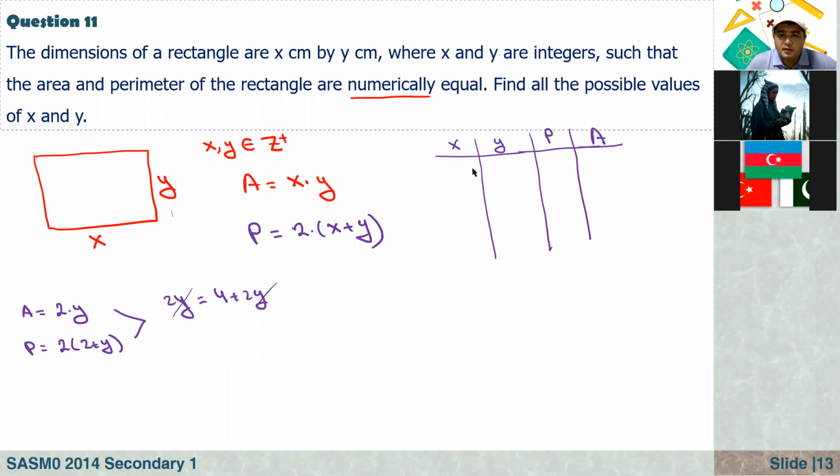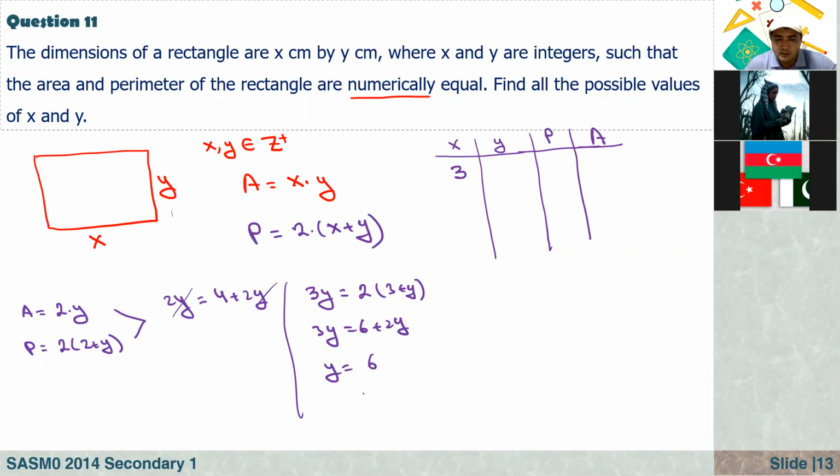All right. And how about if x equals 3, for example? If x equals 3, here we have 3 times y, and perimeter is 2 times (3 plus y). If you solve this for y, 3y equals 6 plus 2y. From here, what is y? y is equal to 6. Does it make sense? Yes. As you see, 3 times 6 is 18. 3 plus 6 is 9, and 2 times 9 is equal to 18. Now we got one answer.